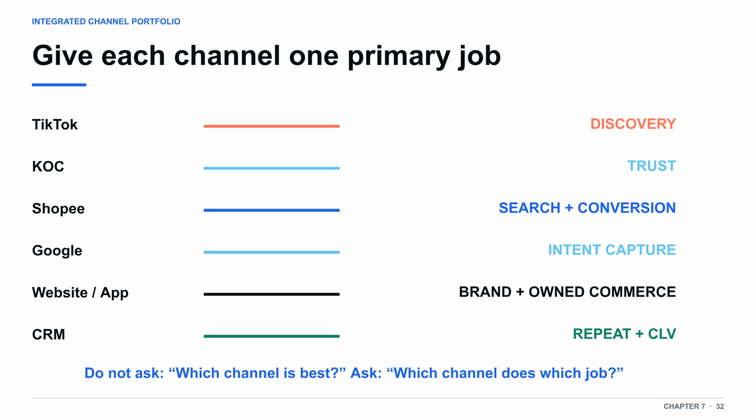Do not simply ask which channel is best. Instead, assign each channel a specific job. TikTok is for discovery, KOCs build trust, Shopee handles search and conversion, and CRM drives retention. An integrated portfolio ensures every platform plays a distinct, necessary role in your growth.